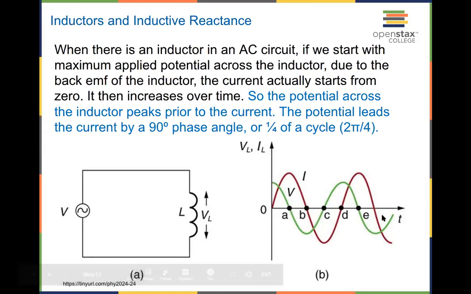you will see that the voltage actually peaks first, and then the current peaks later. So there's a lag of peak values in current compared to the voltage. So the current actually lags about 90 degrees.